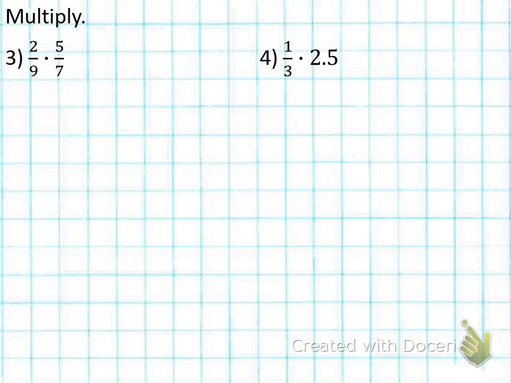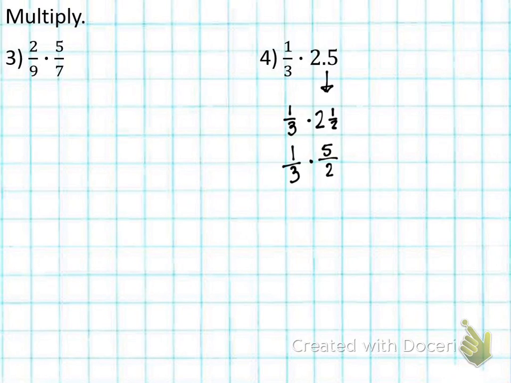Okay, number 3. We got 1/3 times 2.5. Uh-oh, we got a fraction times a decimal, right? Well, I know 2.5 is just like saying 2 and 1/2. So I'm going to just rewrite it like this. We got 1/3 times 2 1/2. Then I want to multiply this. This is a mixed number. We need to turn it into an improper fraction. So we need to take 2 times 2, which is 4, plus 1, which is 5. So we got 5 halves times 1/3.